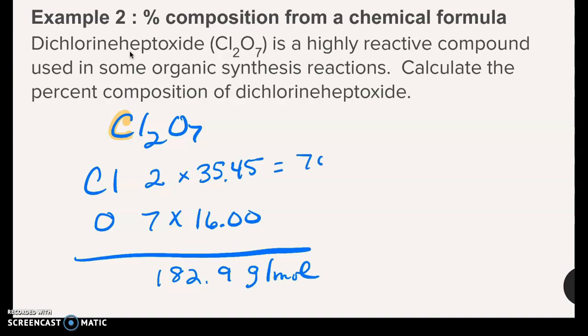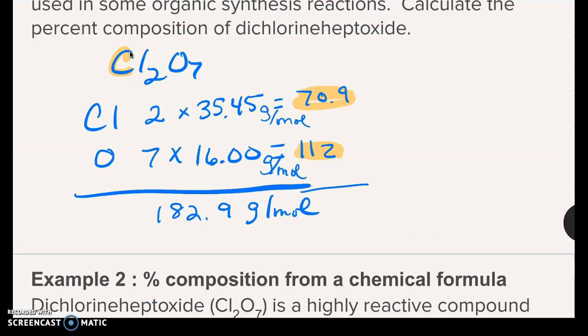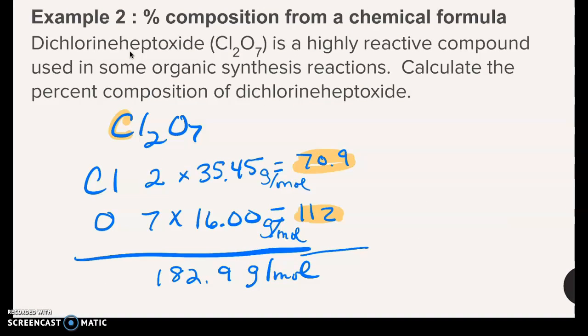Sometimes I write these out, and I'll show you why in a second. This is just my work. If I were to take 2 times 35.45, the molar mass of chlorine, and 7 times 16, which is the molar mass of oxygen, by having these handy, I'll show you how easy these can be. Sorry, I just have to add a page.